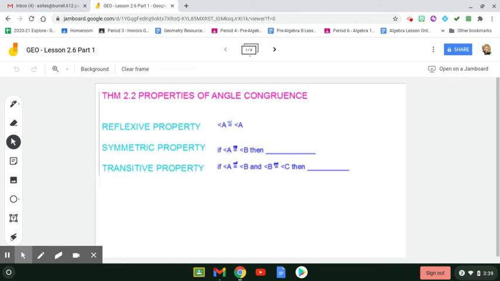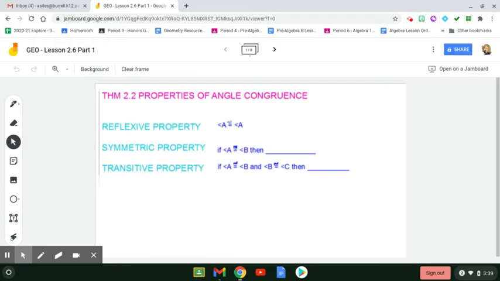Today what you're going to be doing is proving statements about angles. By the end of today's lesson, you should be able to answer the question of how do you use angle congruence properties. We've seen some of these properties before, except now I'm going to show you how they would apply to angle properties.